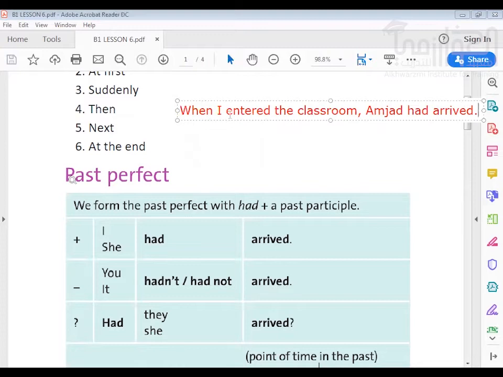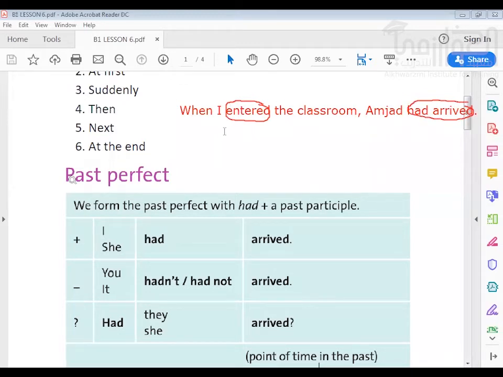So this means that when we are looking at the time, you can see that we have two verbs here. One is entered. And the other one, had arrived. These are the two events. Now, the person entered at a certain time, but by the time the person entered, Amjad had come already. Amjad had arrived already.